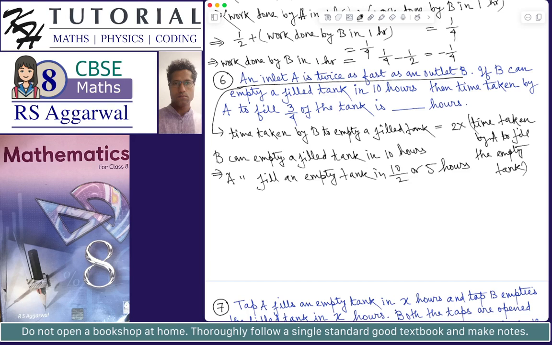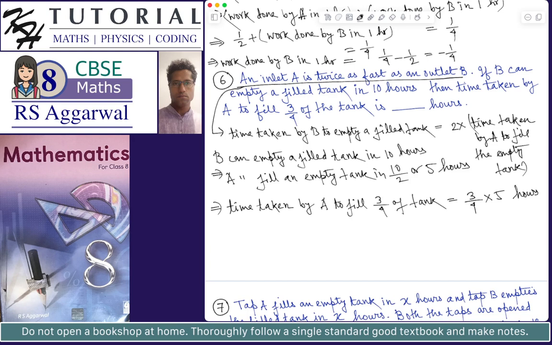3/4 of the tank. So this will imply that the time taken by A to fill 3/4 of the tank will be equal to 3 by 4 multiplied by 5 hours, because if the pipe A fills an empty tank completely in 5 hours, then the time taken by A to fill 3/4 of the tank will be equal to 3 by 4 multiplied by 5. This is a concept or formula you must always remember.